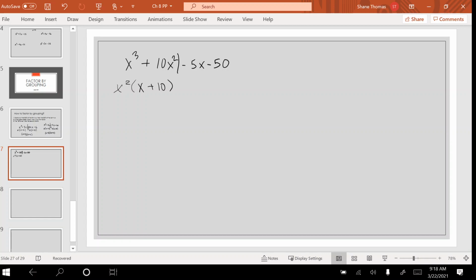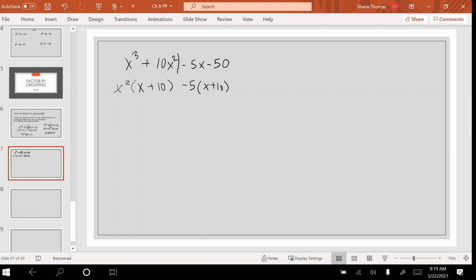So if I look at this second side, I could factor out a 5, right? If I factor out a 5, though, I'm going to have minus x minus 10. That's not the same, is it? So what do I want to factor out then? Factor out a negative 5. I factor out a negative 5, what am I left with? 10 plus x. X plus 10.